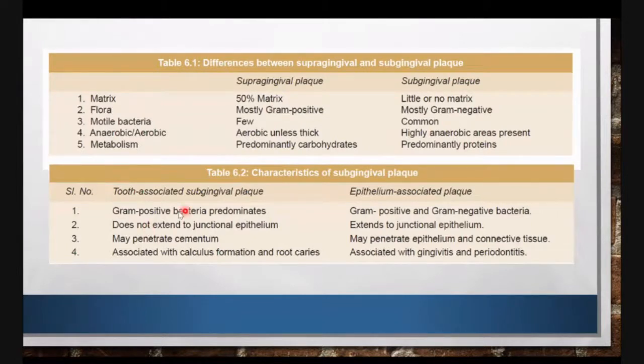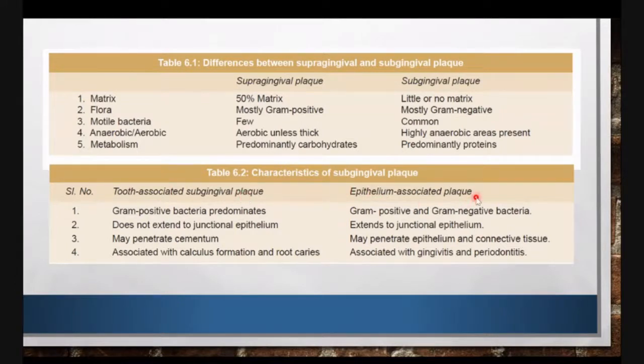هذا جدول ثاني نشوف بالكاركترستكس اوف ذا subgingival plaque. ممكن نشوف به gram positive bacteria does not extend to the junctional epithelium, may penetrate cementum associated with calculus formation and root caries. هذا اللي يكون tooth associated subgingival plaque.